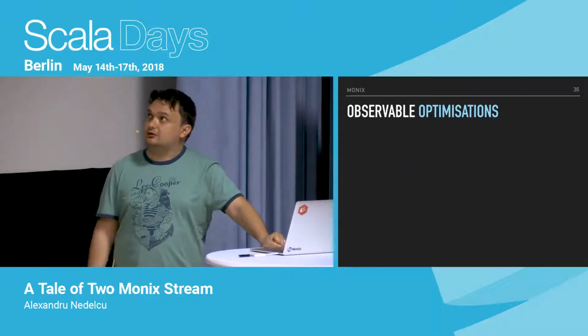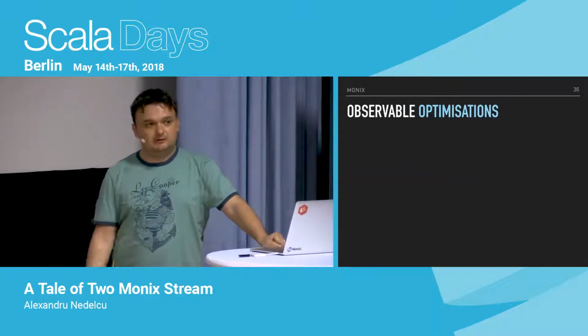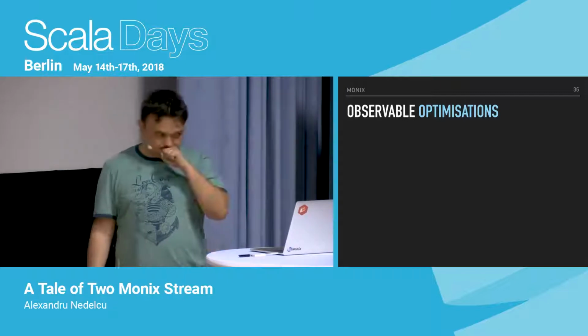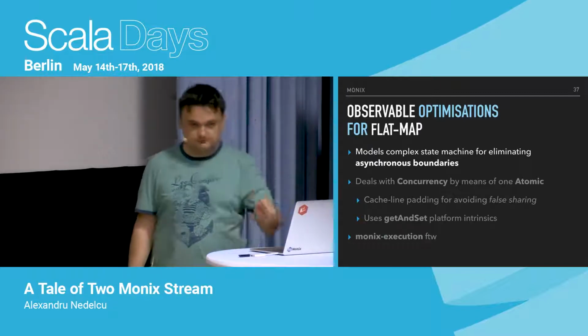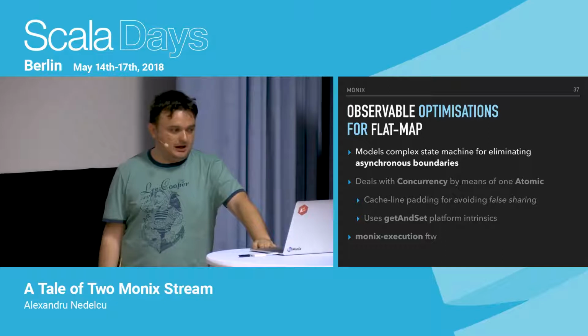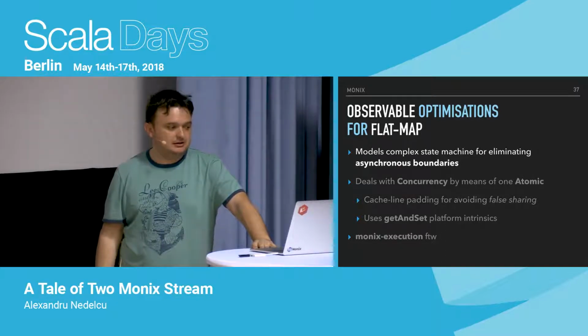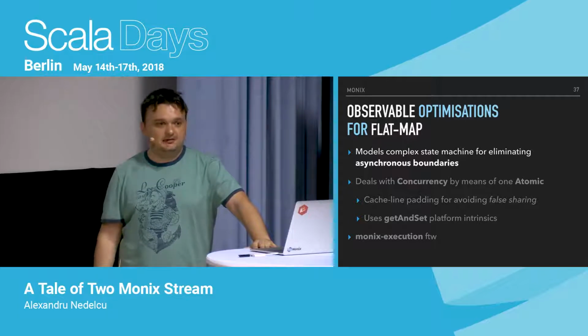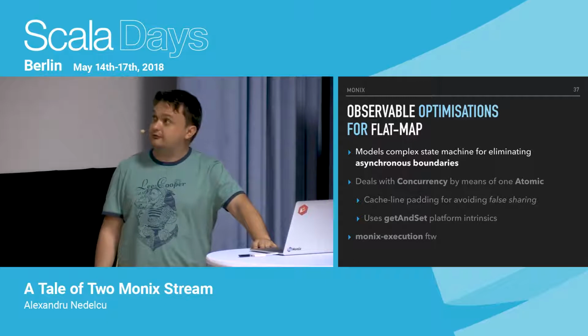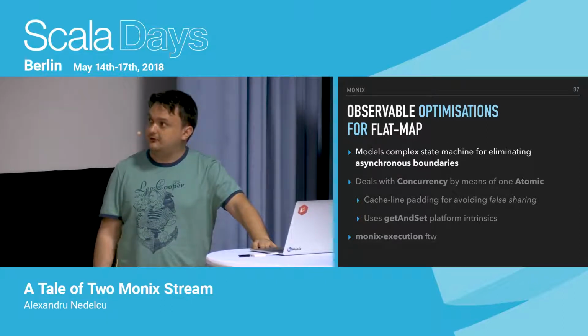And I'm not going to talk about this one. The observable optimizations. I did a lot of work in optimizing observable. For example, flatMap as a case study. It models a complex state machine for eliminating basically asynchronous boundaries from it, because those are bad for throughput.